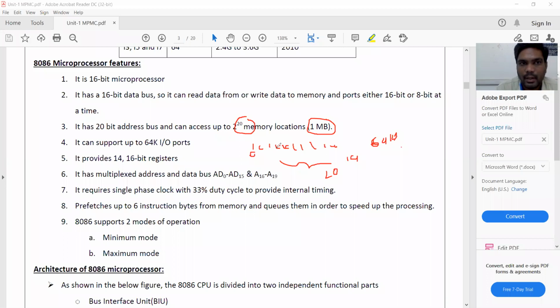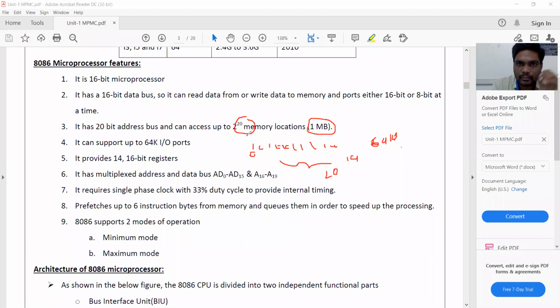Similarly, for each and every memory location in the memory, you will have a particular number. That is what is called an address, like you have house numbers for the houses. So that particular address location or memory location will be of maximum size 1 MB. That means you'll have 2^20 memory locations.